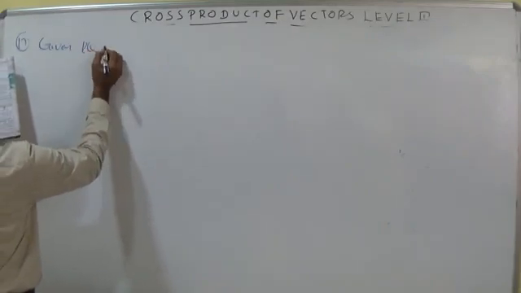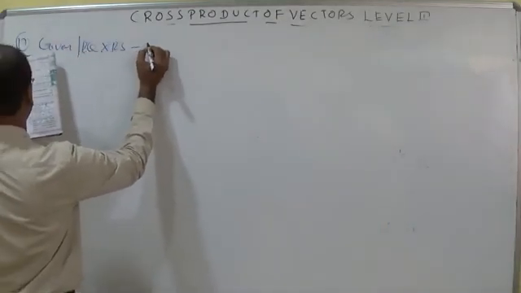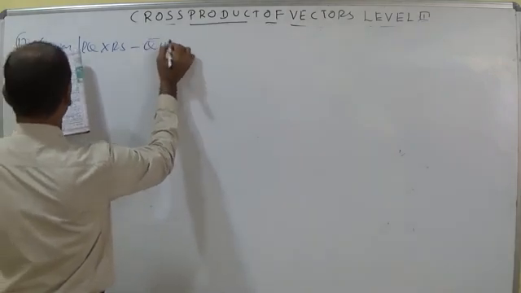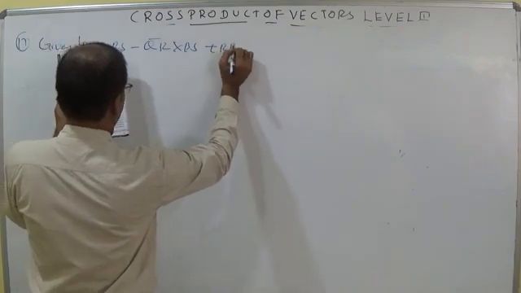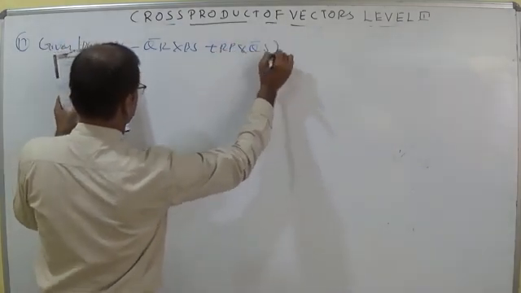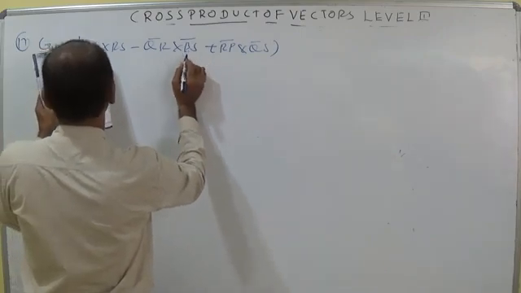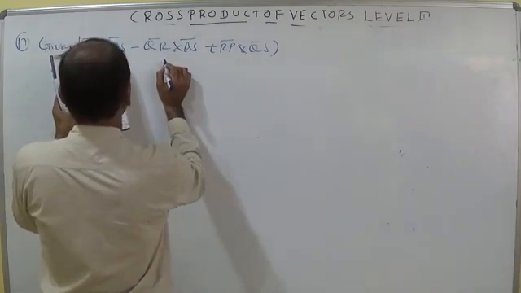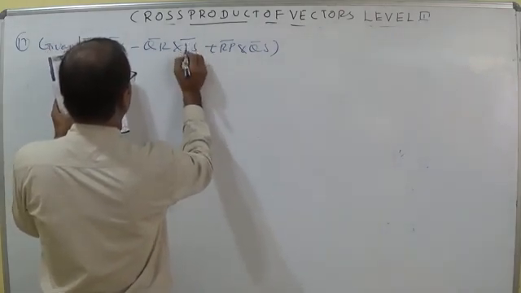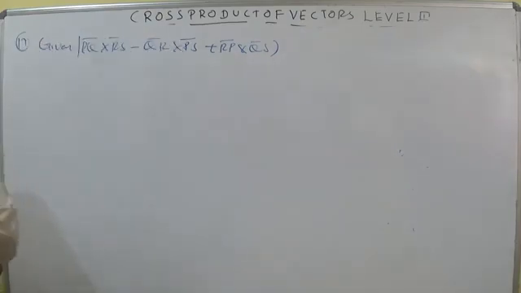Given data I am writing. Given: modulus of PQ cross RS minus QR cross PS plus RP cross QS is equal to the given value.